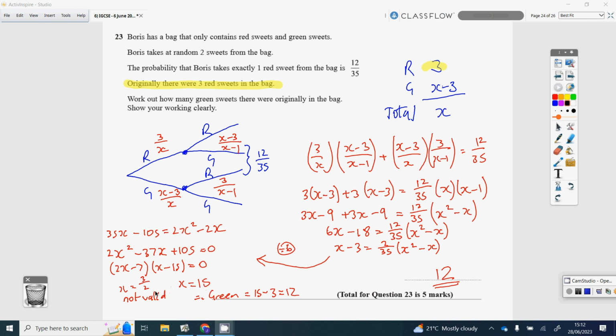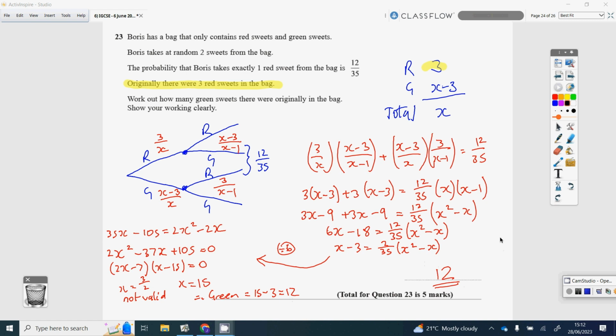Well, x is a number, isn't it? It's the total number of sweets. So x can't be a fraction, so my answer must be x being 15. Now the question asks how many greens were there originally. So if there were 15 sweets originally, 15 minus 3 equals 12 green sweets.